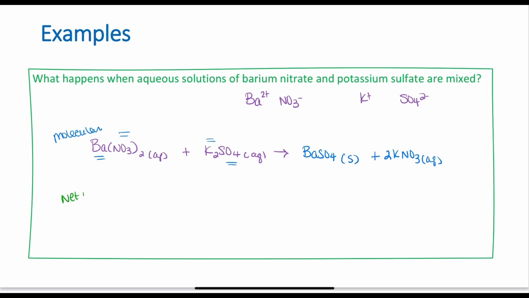Your net ionic would remove those spectators. So you have barium 2+ ion reacting with sulfate ion, forming your barium sulfate.